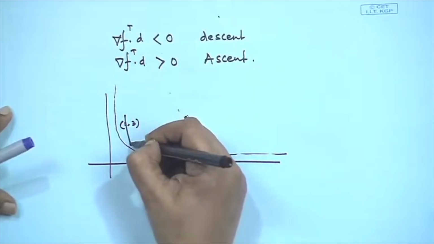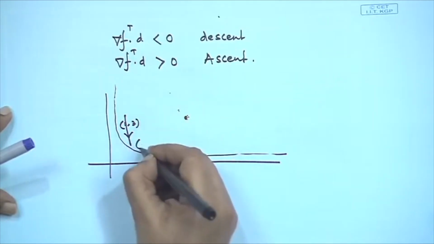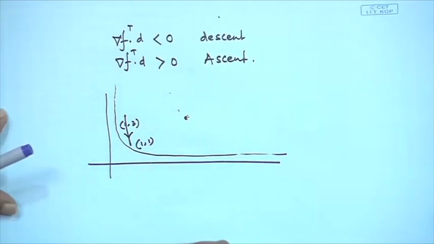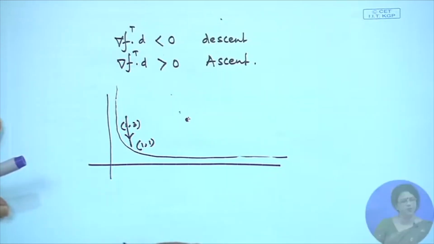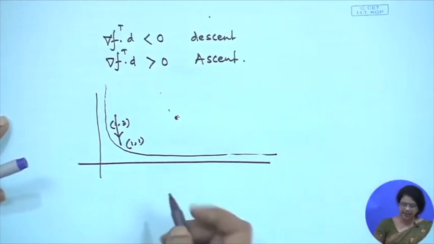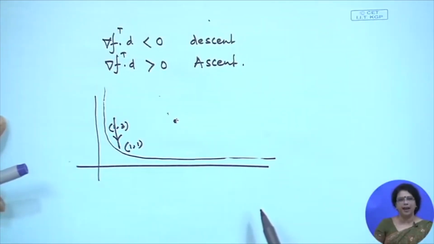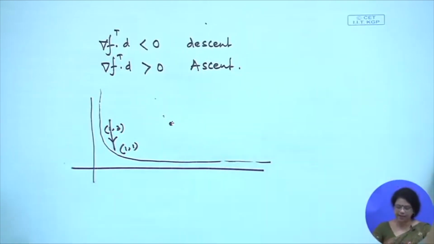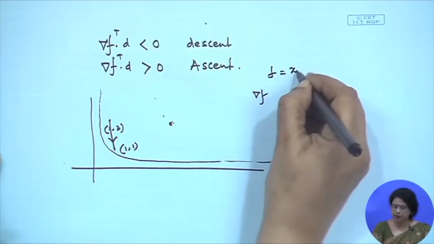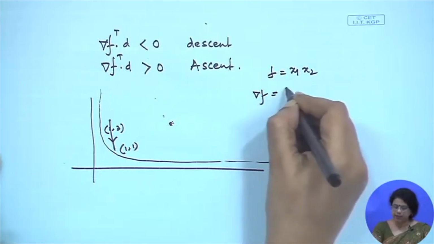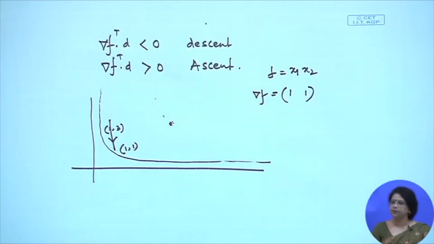It has been asked that we have to check, if I move from (1, 3) in the direction (1, 1), whether this is a descent direction for the function x1 x2 or not. Okay? Now, the function has been given as x1 x2. Then, for the descent direction, just now we have learned grad f dot d must be less than 0. That is why let us find out what grad f is. If f is x1 x2, then grad f must be equal to (x2, x1), which at (1, 3) is (3, 1). Okay?